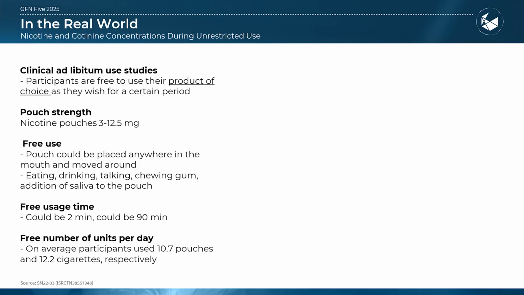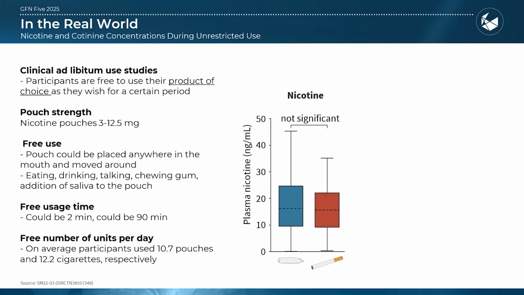Now we move away from the clinic and standardized use to exclusive users of either cigarettes or nicotine pouches that used their products as they wanted for 2 weeks while they lived their usual life. Then they came to the clinic to have their blood drawn. The pouch users chose pouches containing between 3 to 12.5 milligram nicotine and used on average 10.7 pouches per day. Cigarette users used on average 12.2 cigarettes per day. These two groups had similar plasma nicotine concentrations.